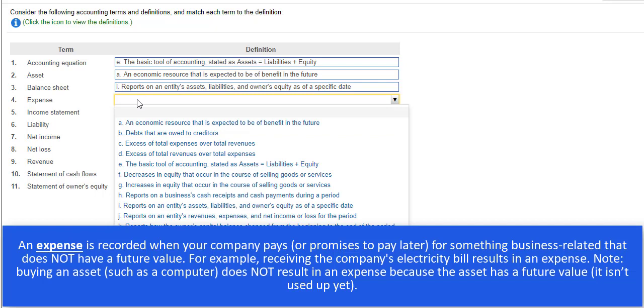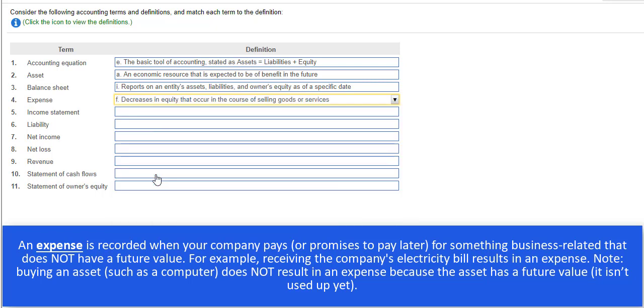Expense. An expense is one of the things that decreases equity and occurs in the course of selling goods or services. Basically, it's the cost of running your business. So remember that electricity bill? Well, that's part of the cost of running your business, so that's an expense. And also, expenses decrease equity. That's really critical that you write that down and you understand that.